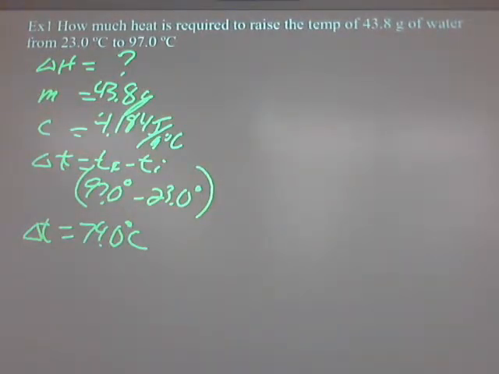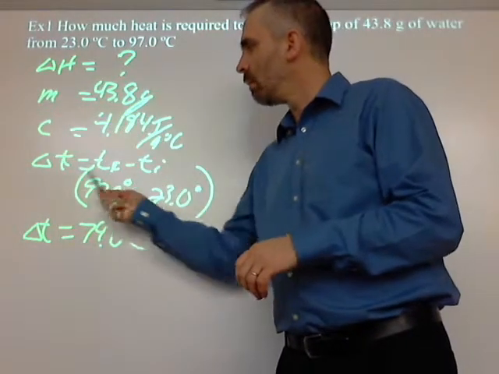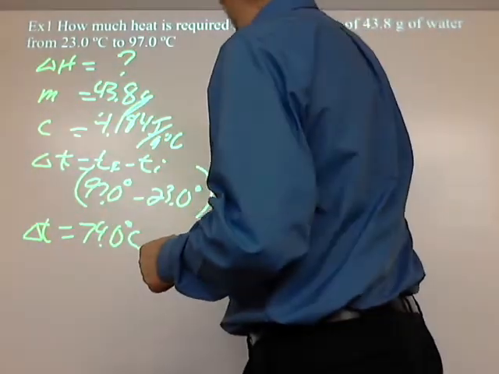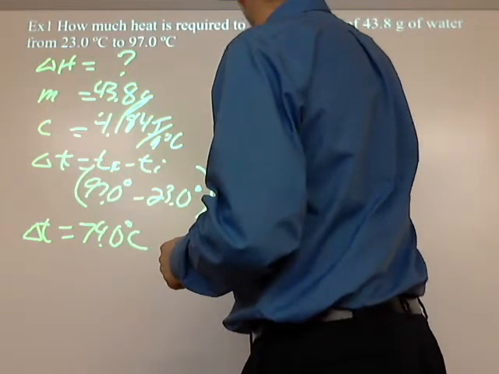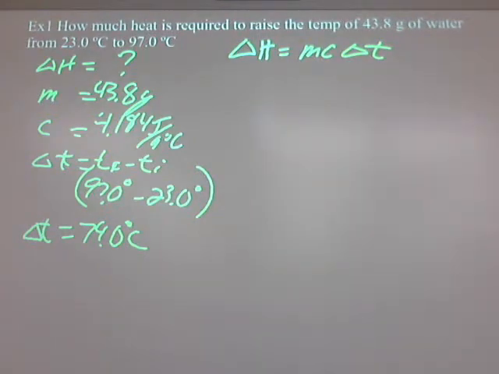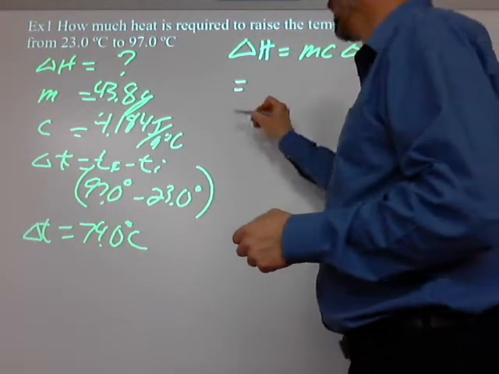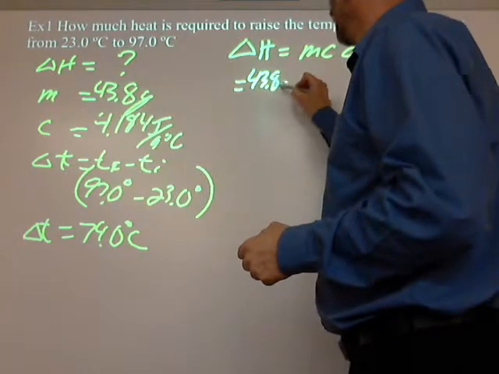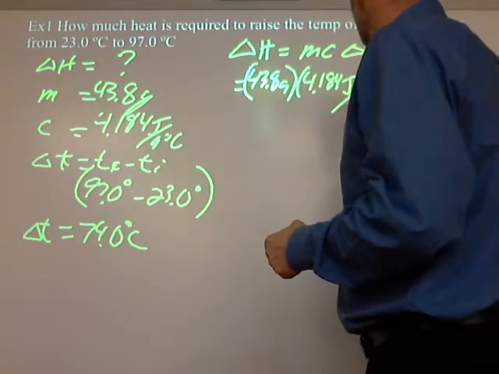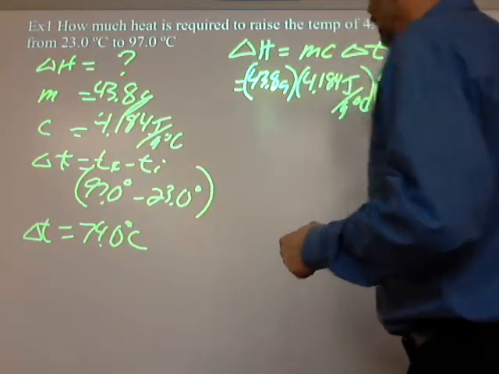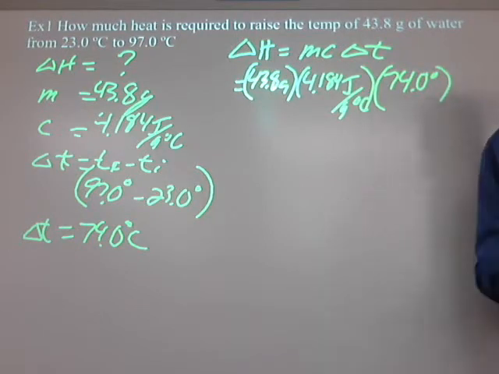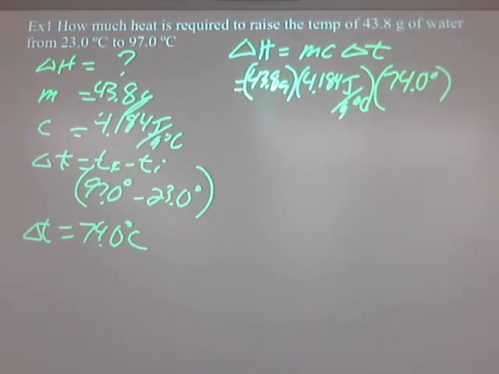So that's the reason I write this stuff down to the side. I really need to do those things to pick out the correct specific heat, and to make sure I don't do the temperatures the wrong direction, and then I can very easily plug into my equation. Delta H equals MC delta T. I don't even have to rearrange it. It's set up to solve. So I'll just do M, which is 43.8 grams, times C, which is 4.184 joules per gram degree Celsius, times TF minus TI, which is 74 degrees Celsius. Notice the 74 is positive because of the way we subtracted it, TF minus TI.